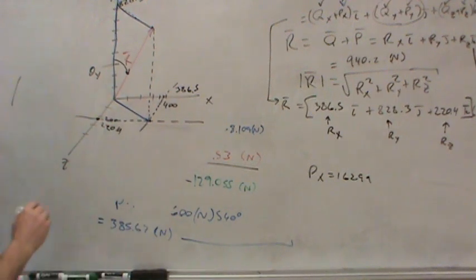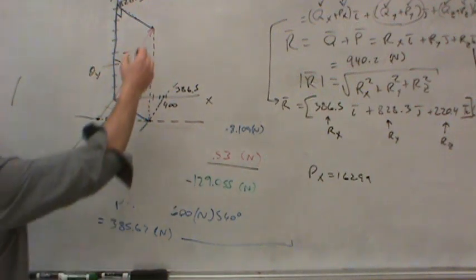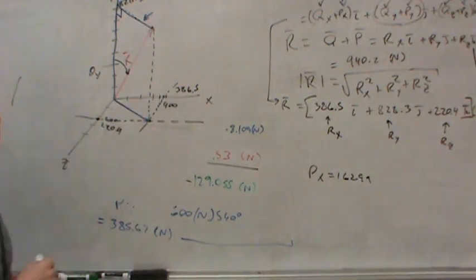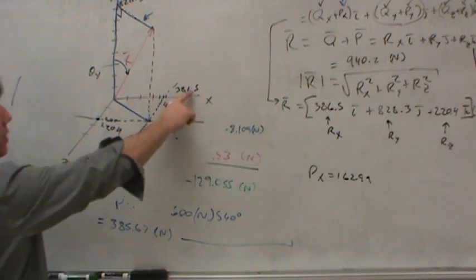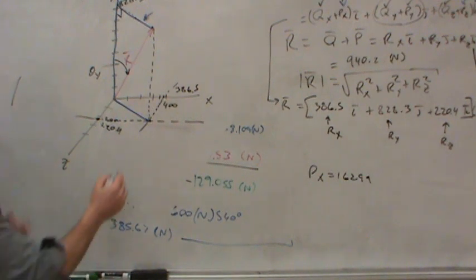See that right triangle? Here's the right angle, right there. So that means we're going to need the length of this side. What is the length of that side? That's the length of the projection. So we're going to have to take 386.5 squared plus 220.4 squared, square root. So go ahead and do that.